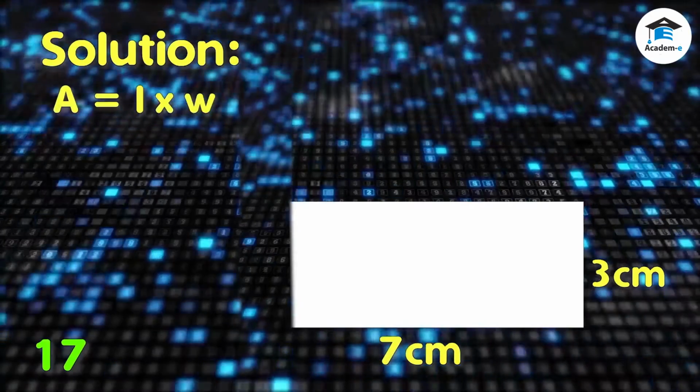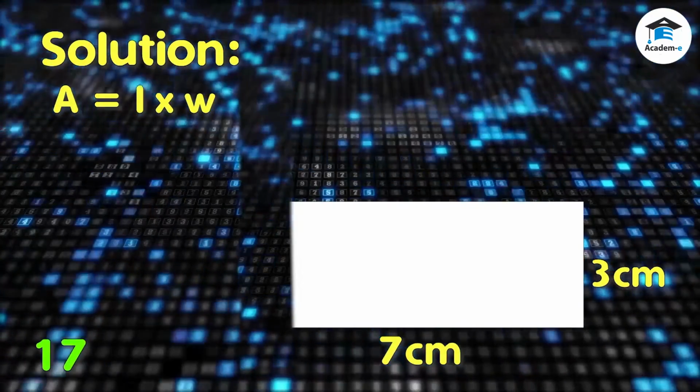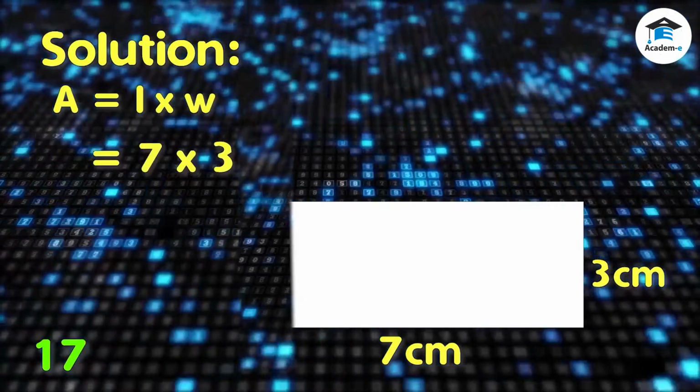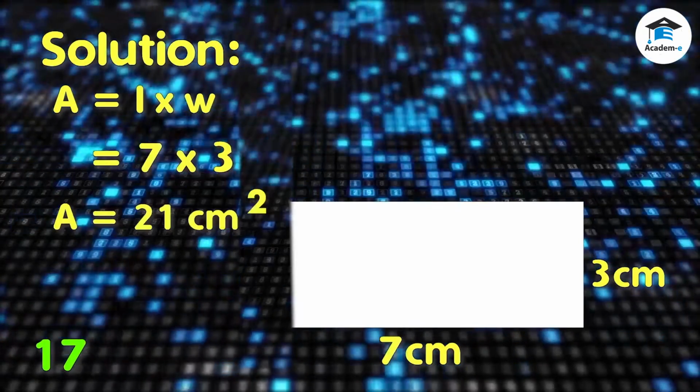Area is equal to length times width. Again, the length is 7 and the width is 3. Simply multiply the two numbers. 7 times 3. We get 21. Therefore, the total area of this figure is 21 centimeters squared.